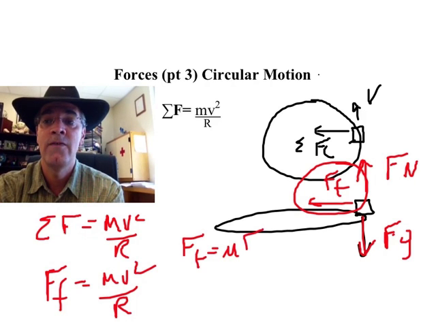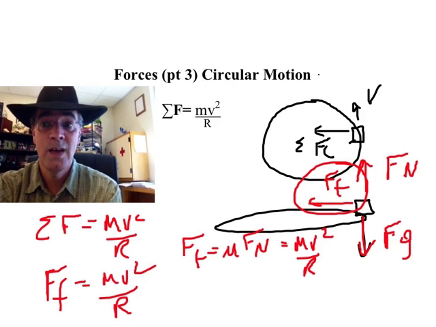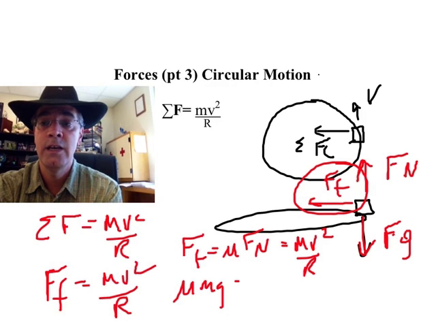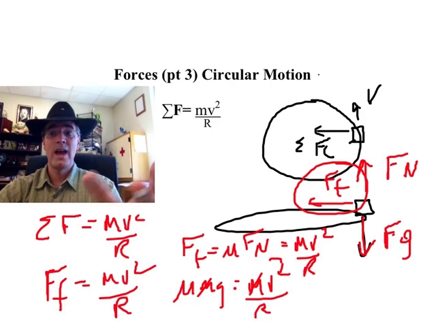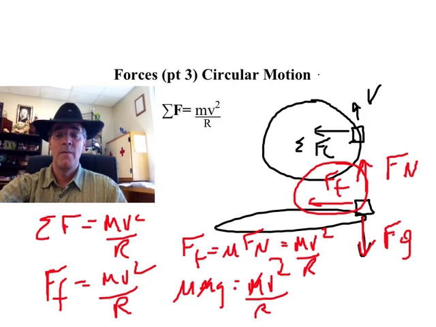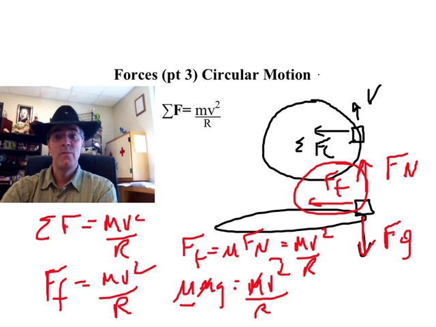equals mu F_N. And F_N in this case is going to be mg because it's the same thing as gravity over here. So that means that I get mu mg equals mv squared over r. And my m's cancel. And so it turns out that it doesn't really matter what mass of a car goes around. If I have the right coefficient of friction, it's going to make it around the circle. Just a quick example of a friction one. We'll have more in the future.